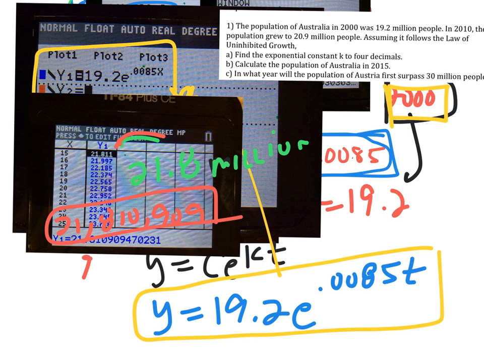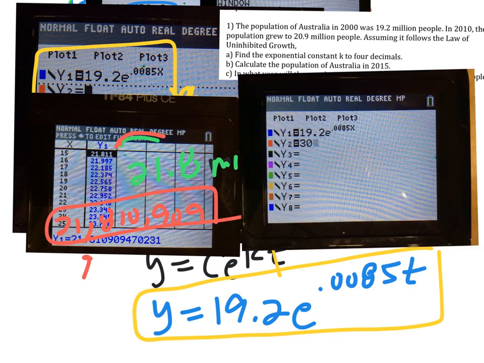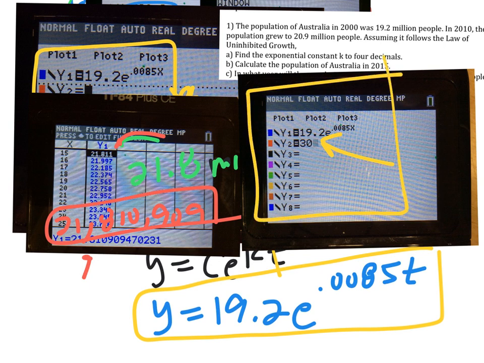For part C, in which year will the population of Austria, which is going to be tough to answer since I'm dealing with Australia, in what year will the population of Australia first surpass 30 million people? So what I did was, I entered the equation y equals 30 million, so y equals 30, into y2, and now I'm going to go about finding the point of intersection of those two values.